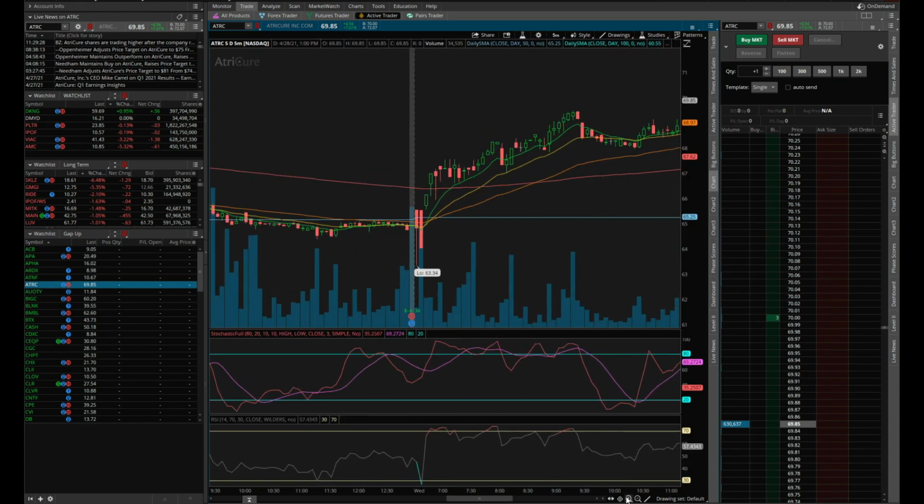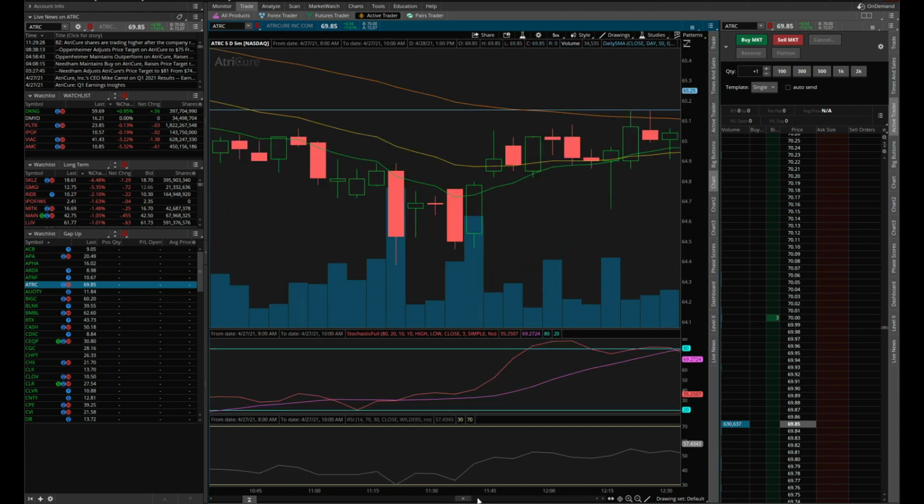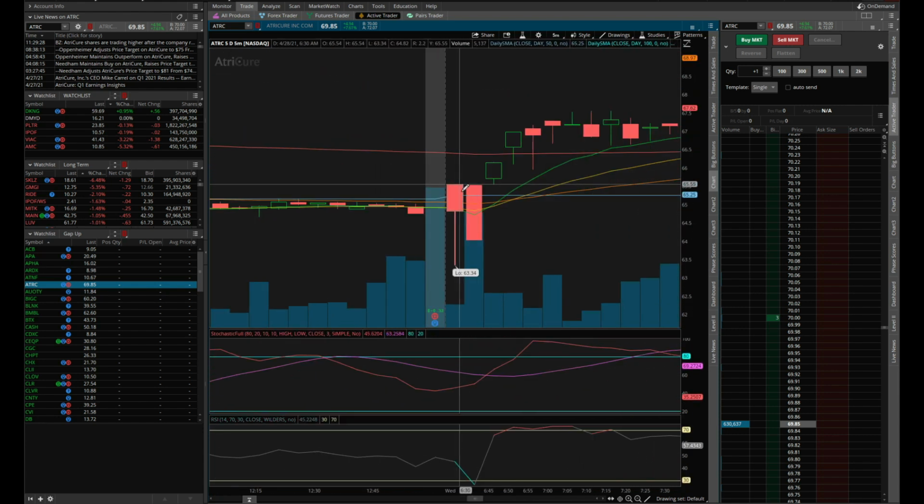So as we look at the ATRC this morning that had the upgraded guidance, there's some huge double red candles here, but then it just had a huge gap to a green candle. So you'd easily enter the position here and ride this thing back up.